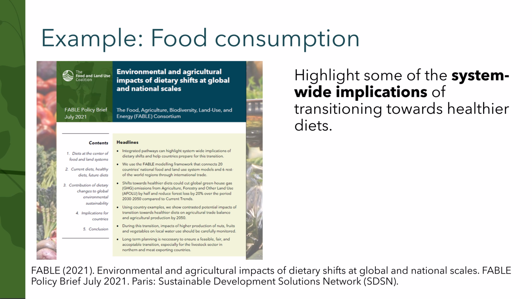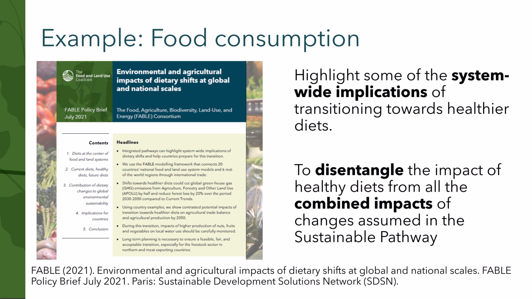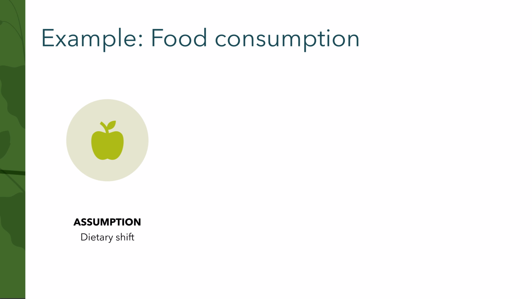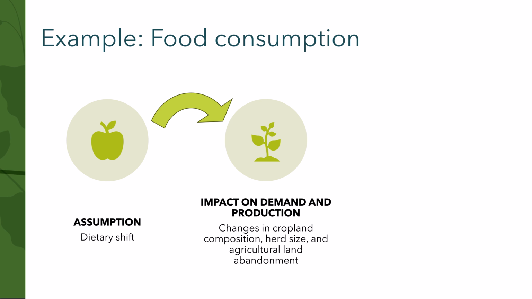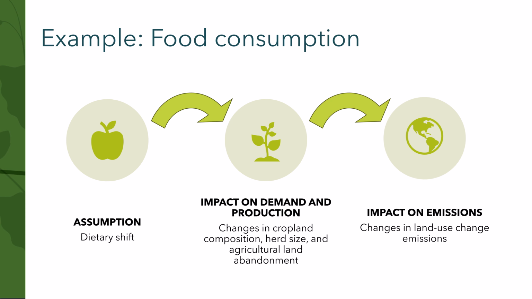Through this study, we were able to highlight some of the system-wide implications of transitioning towards healthier diets, and the study also helped disentangle the specific impacts of adopting healthier diets from the broader combined impacts of changes assumed in the sustainable pathway. In fact, we demonstrated how assumptions about dietary shifts can cascade through food and land use systems, influencing cropland composition, herd size, and agricultural land abandonment. This results in shifts in greenhouse gas emissions from cropland, pasture, and land use change.